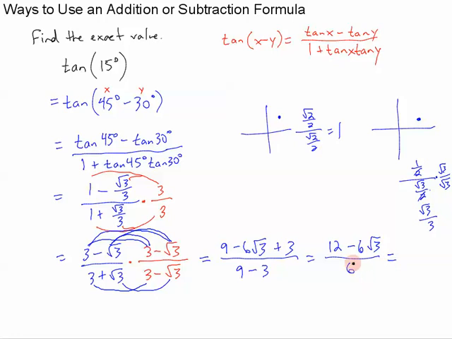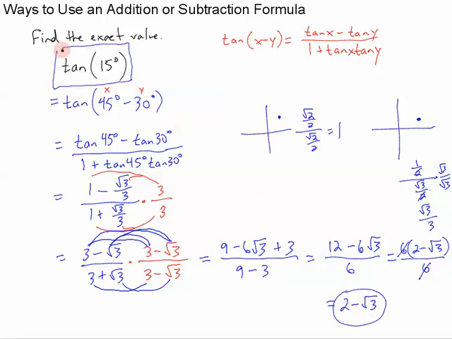Now on top, if I want to cancel the 6, I need to factor out something on top, so I'll factor the 6 out. And then the 6's cancel, and we end up with 2 minus the square root of 3 for the exact value of the tangent of 15 degrees. And that's how you would use an addition or subtraction formula.